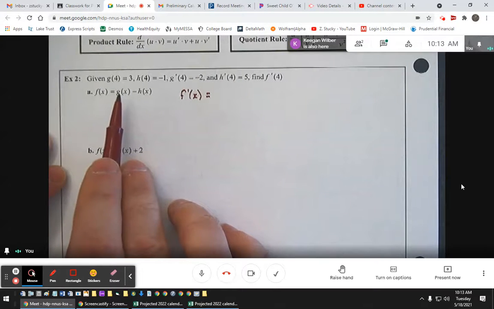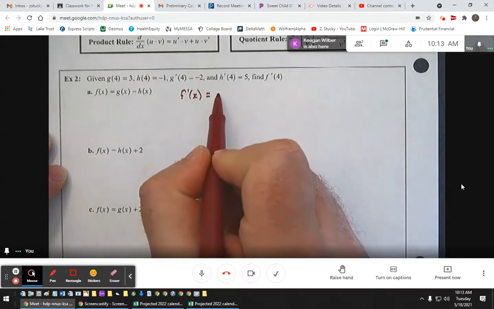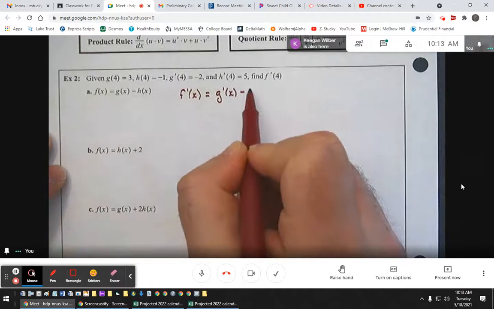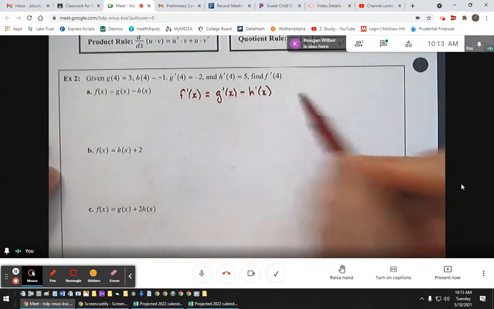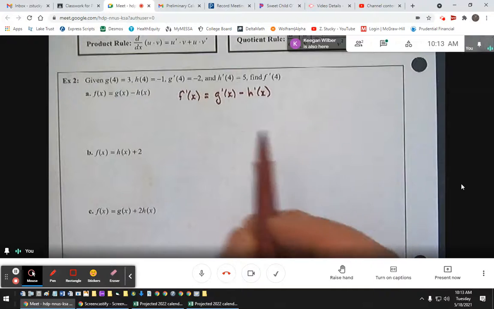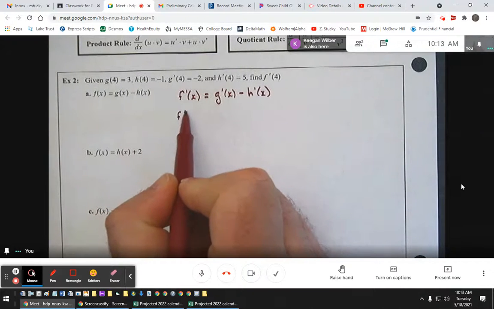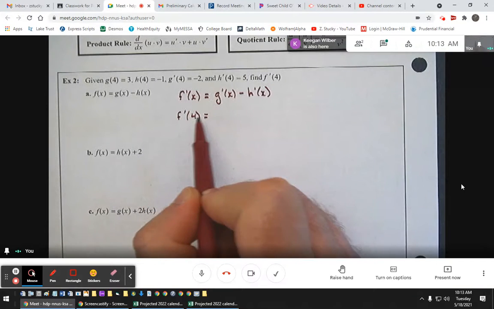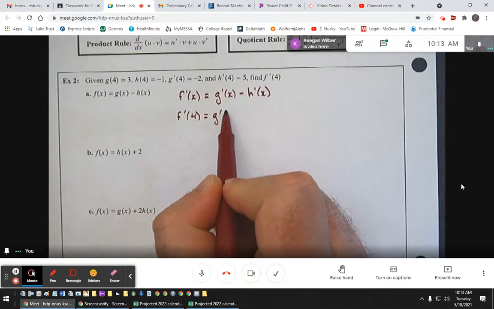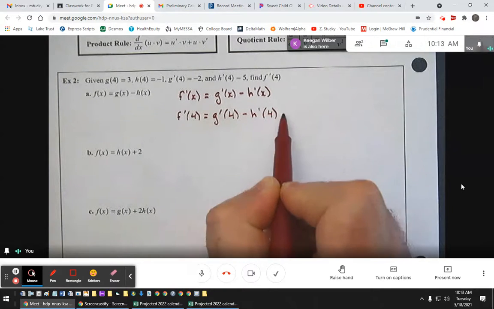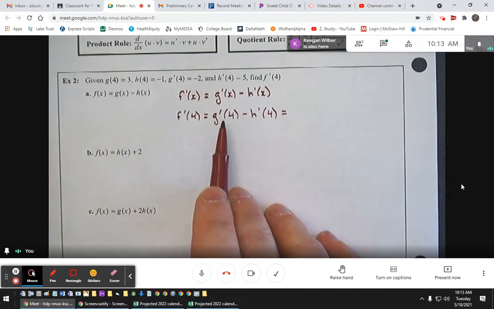So what's the derivative of g? G prime. Minus, what's the derivative of h? H prime. Now, I can take this information and use the information they gave me to figure out what's happening at f prime of 4. So if I replace the x with a 4 here, I would replace the x with a 4 here, and here, and now I can actually start plugging in some numbers.